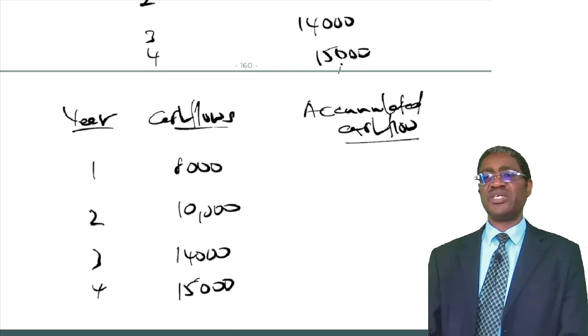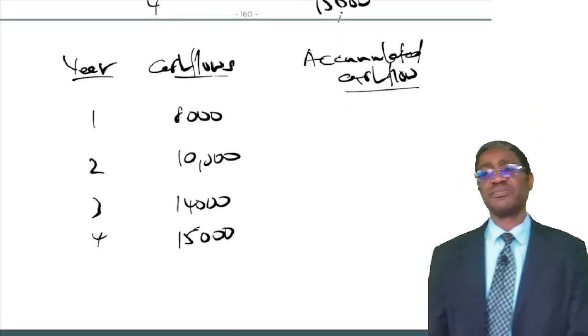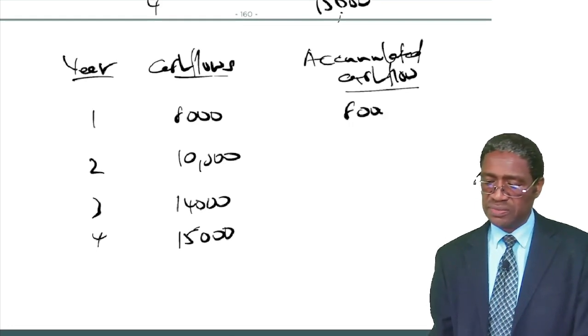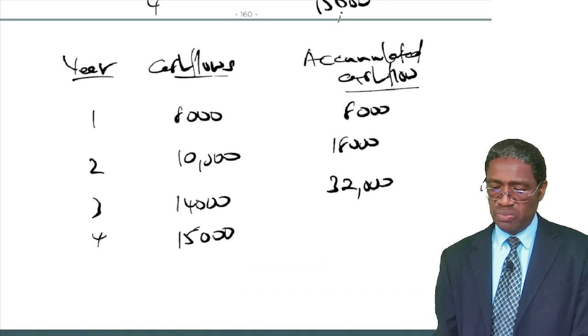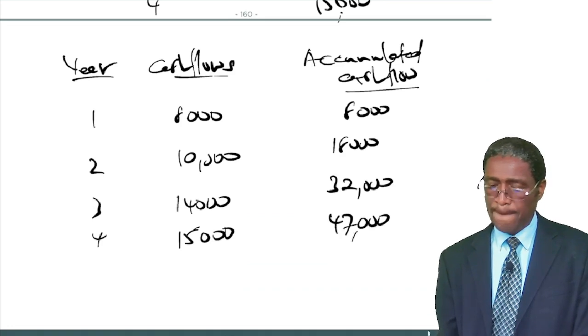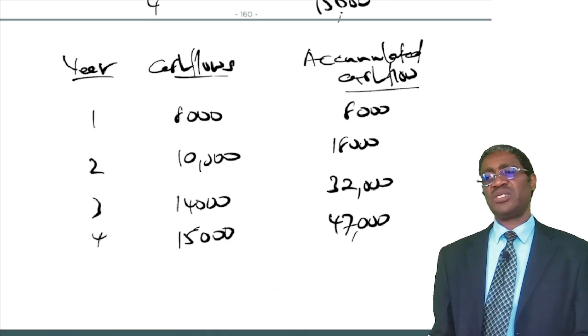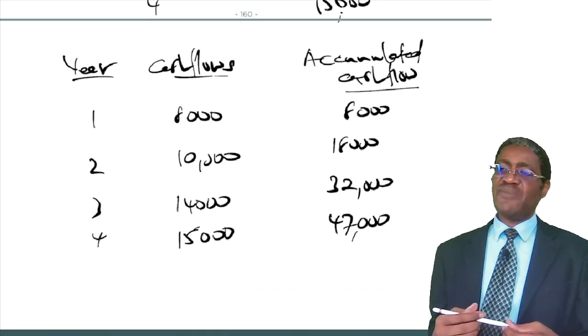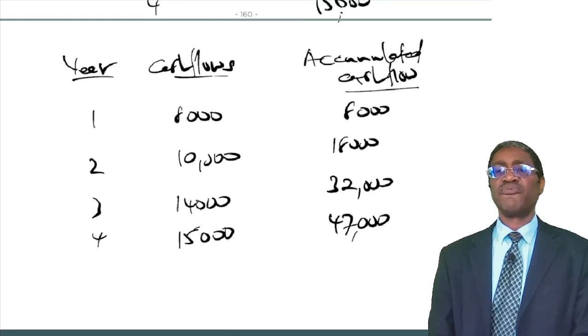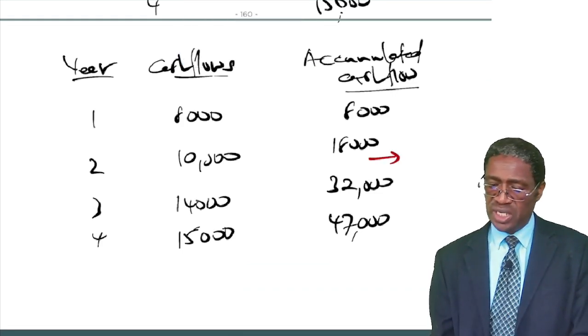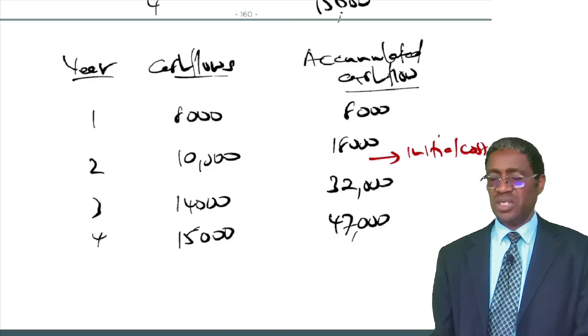Now I can accumulate them. This will be 8 million, 18 million, 32 million, and 47 million. Good. Now we can see the cumulative. So we can tell between which years we are going to recover our 30 million. So we can identify the year before full recovery. Our initial investment of 30 million is somewhere there.